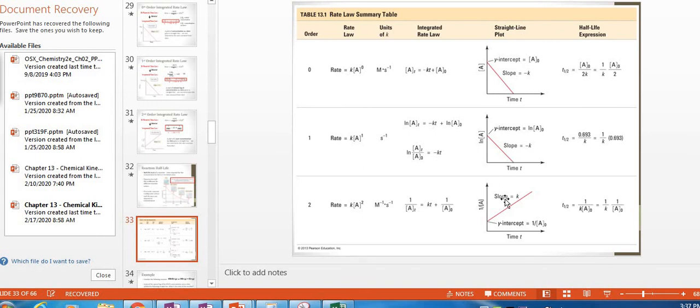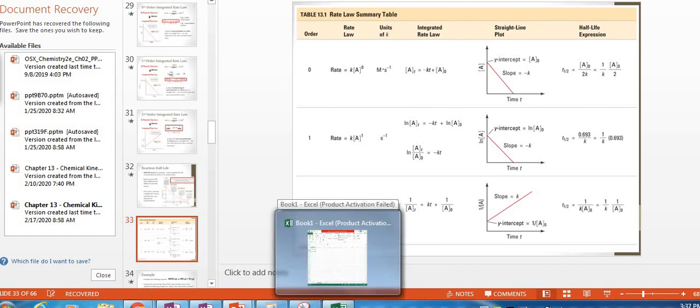Now, if I take that same data and plot 1 over the concentration versus time, I should have a positive slope, and it should be a straight line, and the slope of that line is the rate constant. So again, keep those in mind. I'm going to plot the natural log of the concentration of A versus time, and 1 over A versus time, and if I see those straight lines, then I'll have the data that I need to answer the question.